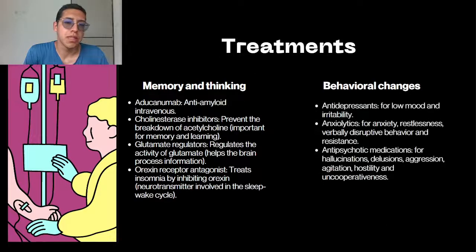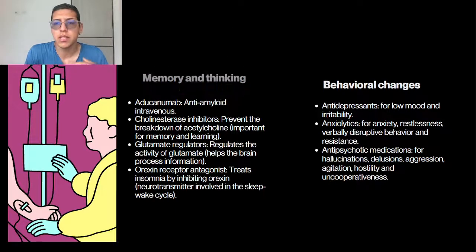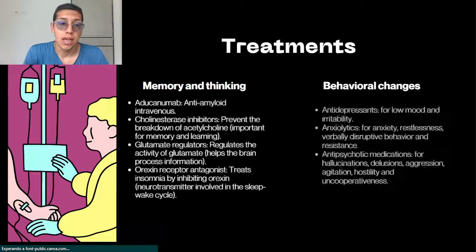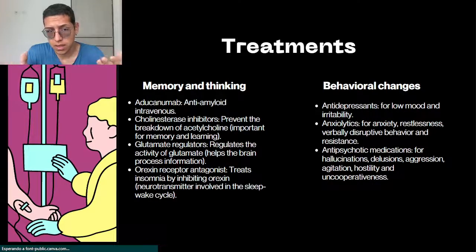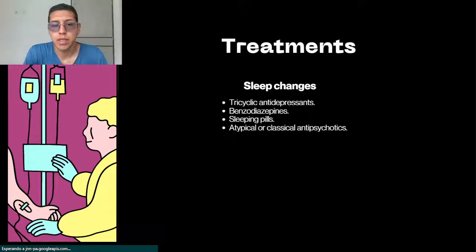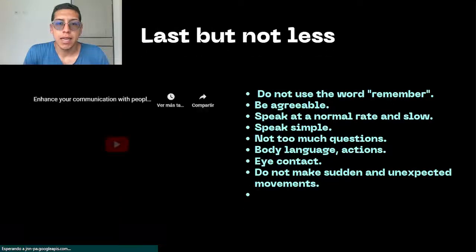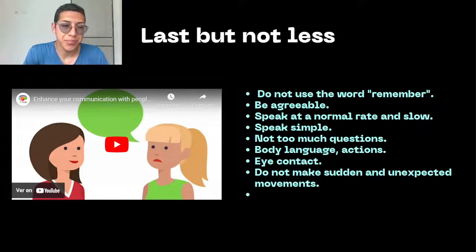And in the case of treatments, there are treatments depending on what you want to treat. For example, there are treatments for memory and thinking, for behavioral changes, and for sleep changes. It is important to say that there are not just these kinds of treatments. These are chemical treatments. There are also non-chemical treatments and alternative treatments, but I didn't put them in these slides.